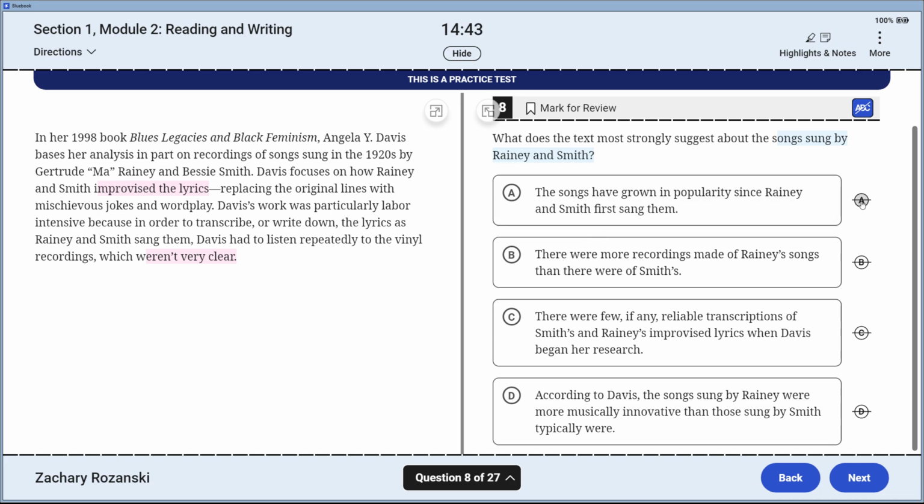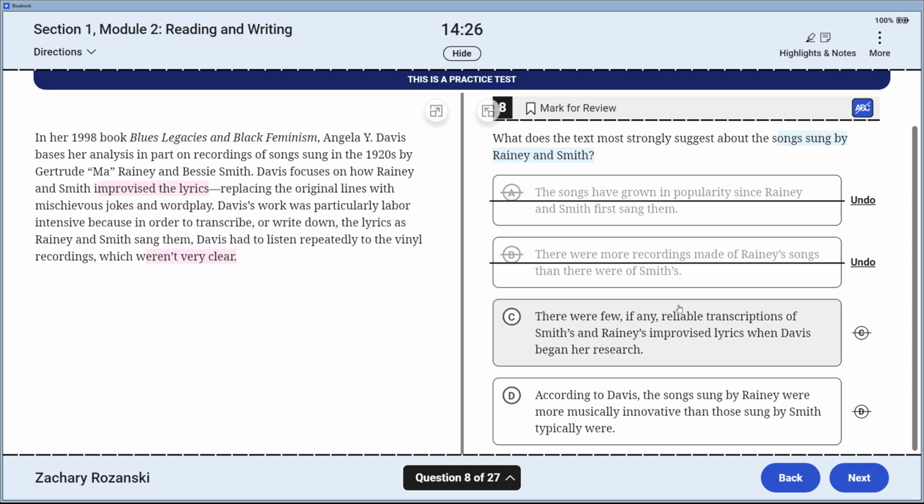The songs have grown in popularity. I don't really feel like that's a suggestion about the songs that was made. There were more recordings than there were of Smith's. I don't remember any of that. We'll leave that on the table though. No, we'll take that off. I don't think I found anything about that.